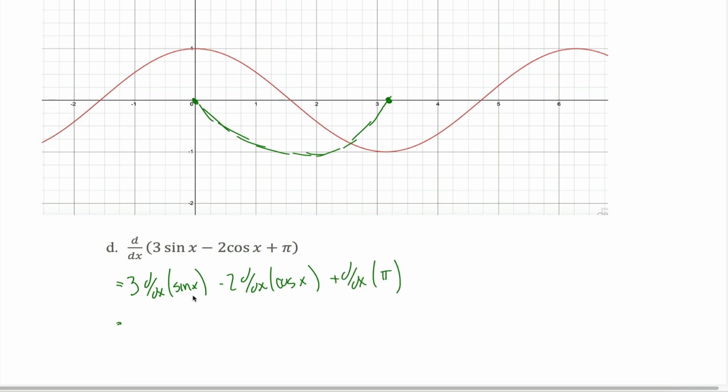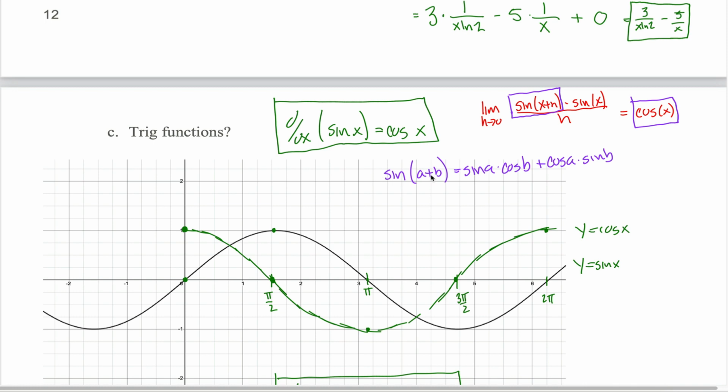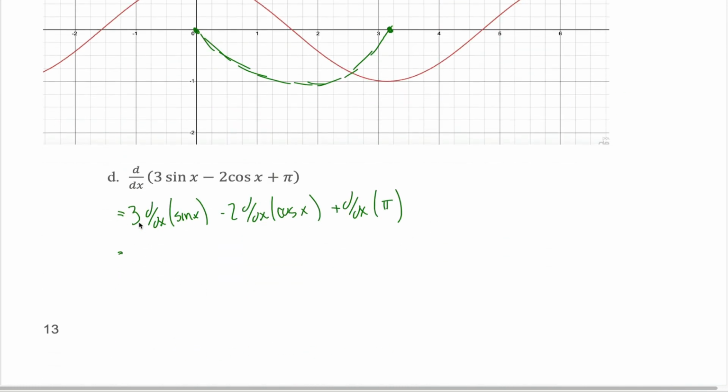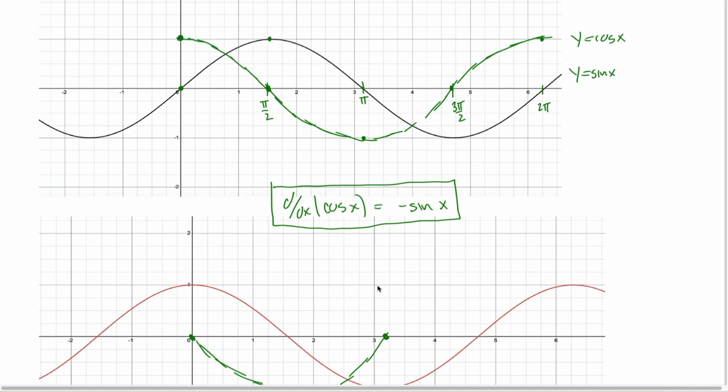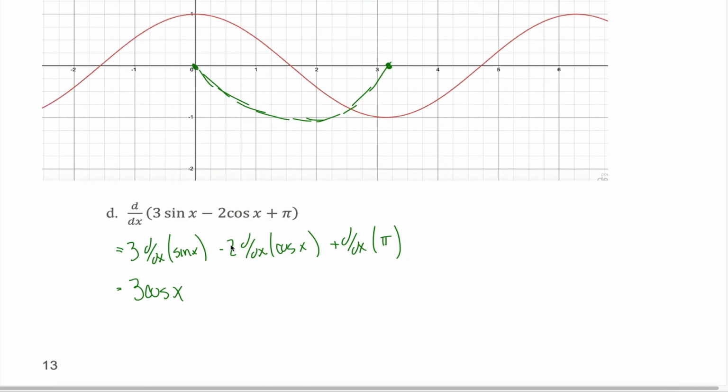That's weird. A minute ago, we said the derivative of sine of x is equal to cosine of x. So 3 times the derivative of sine of x would just be 3 times cosine of x. A minute ago, we said the derivative of cosine of x is negative sine of x. So I got negative 2 times negative sine of x. A negative times a negative is a positive. I get plus 2 sine of x.